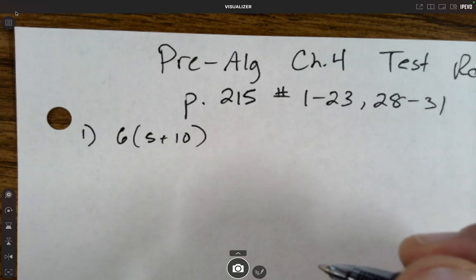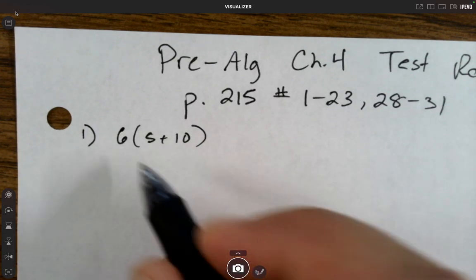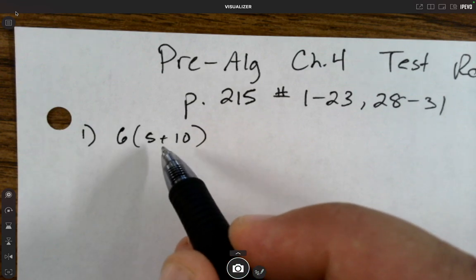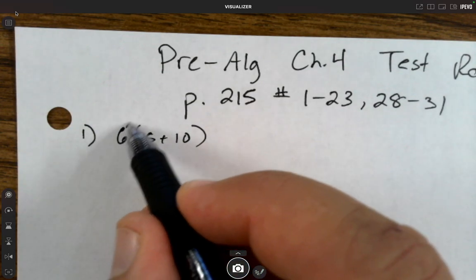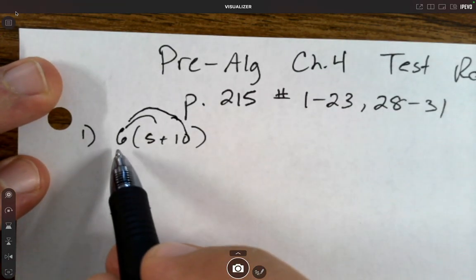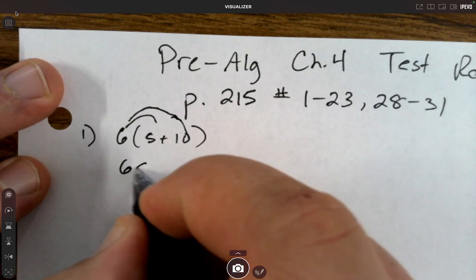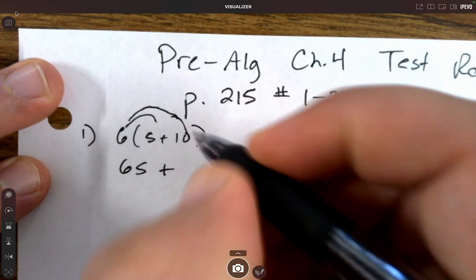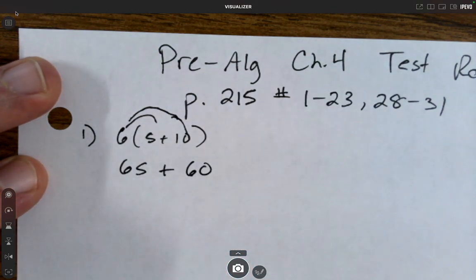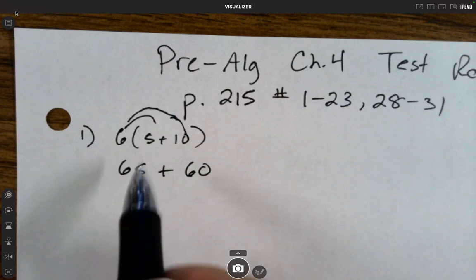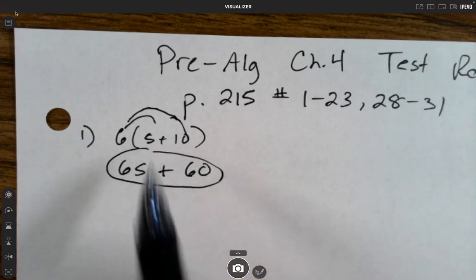So remember, the distributive property says that you have to multiply whatever is outside parentheses that have either addition or subtraction inside by all the terms, or in most of the cases just both the terms on the inside. So I do 6 times s, which is 6s. I just copy the plus sign they gave me. Do 6 times 10, which is 60. And we stop there because we cannot combine these because there are no like terms.